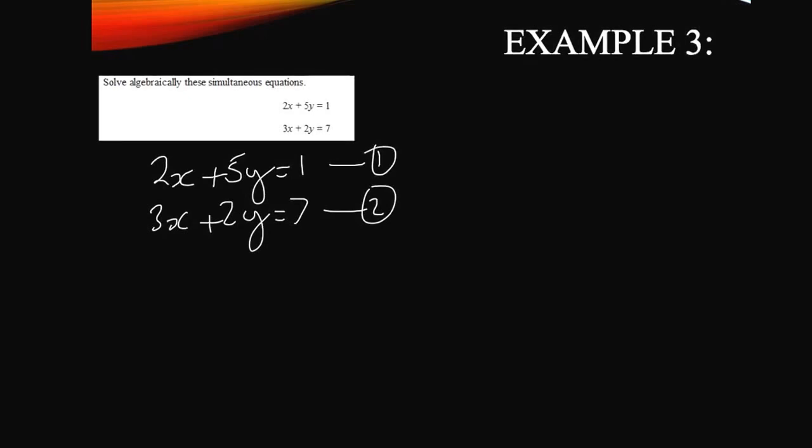Okay, what am I going to do? I'm going to multiply this one by 2. Why 2, you might think? Well, that's the value here. And if I multiply this one by 5, and again, why 5? Well, because it's that one, I end up with 10y on both. So let's multiply equation 1 by 2.